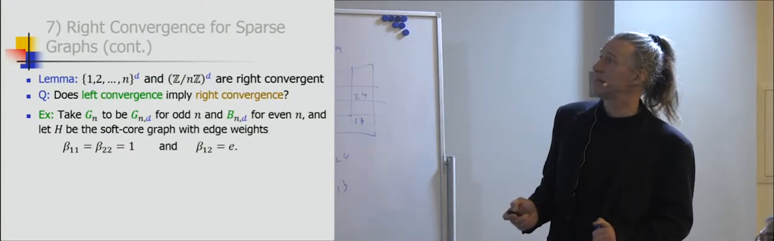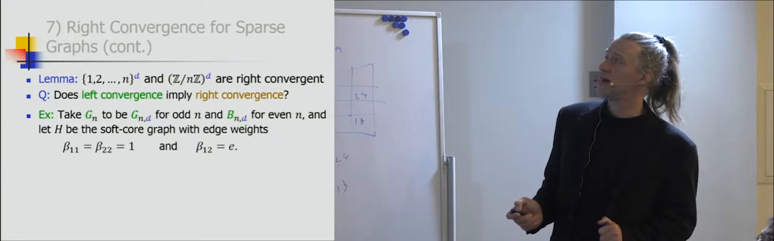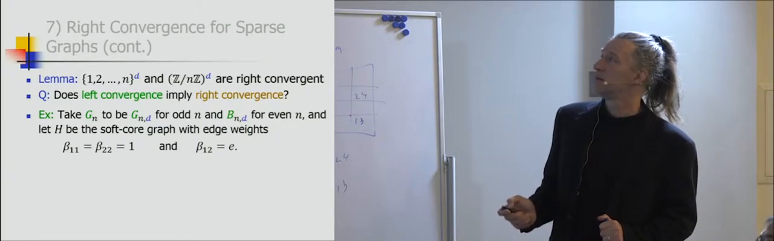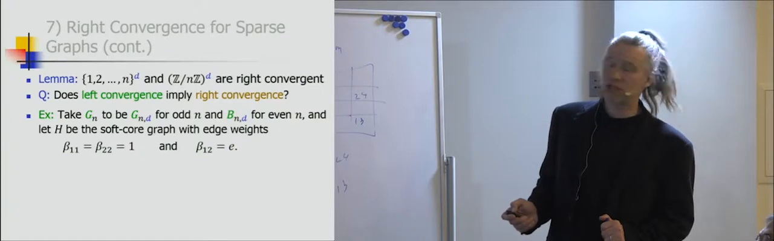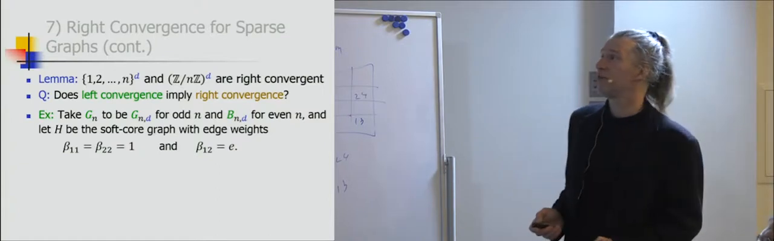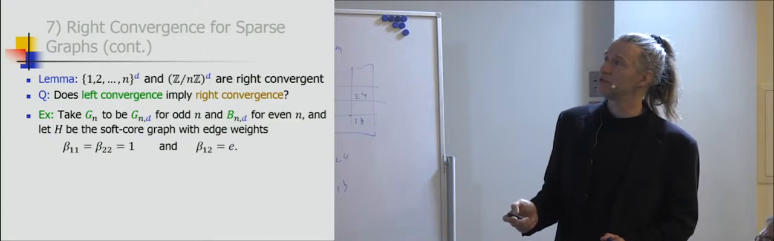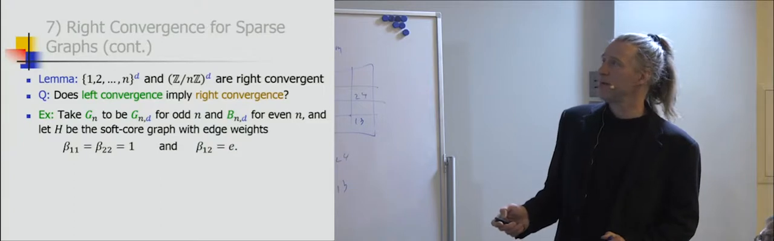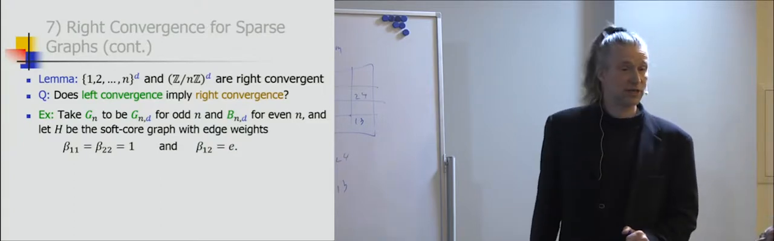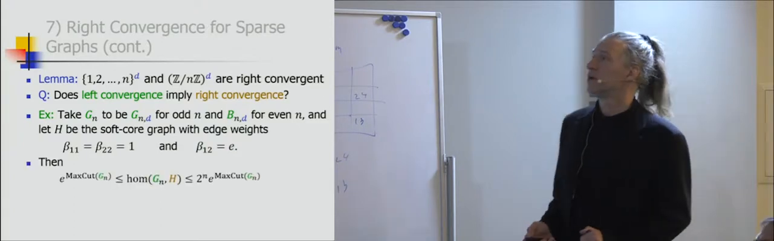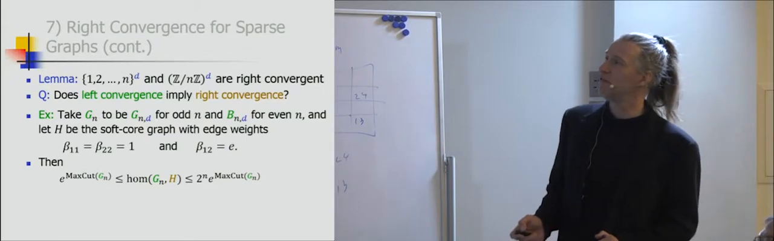So let's again choose this guy, which is either the bipartite random graph or just the random d-regular graph. And now for H, we choose the Ising model. So we choose the weights: if the color is the same, the weight is 1. If the color is different, we choose it e. Okay, and then what do we have?